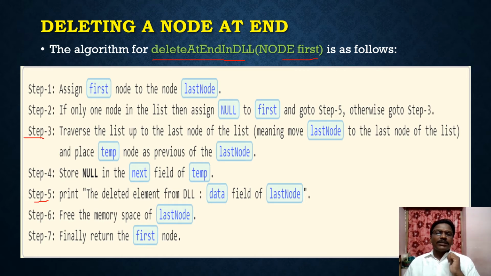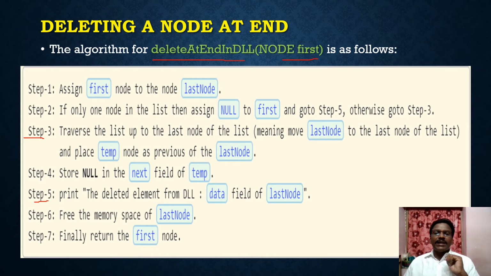Now step 3: traverse the list up to the last node of the list. It means in the existing double linked list, move from the first node to the last, and place temp node as the previous of the last node. In this process, the temp node is the previous of the last node. Then store null in the next field of temp. It means the last-but-one node is representing temp, and temp next is stored as null.